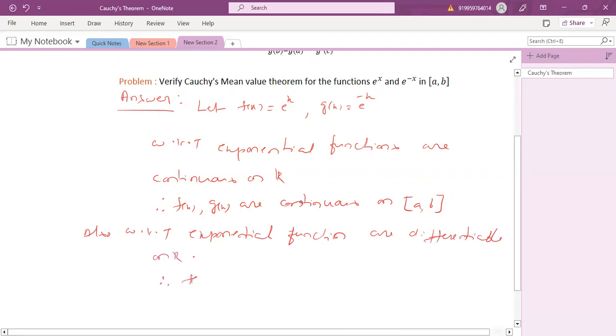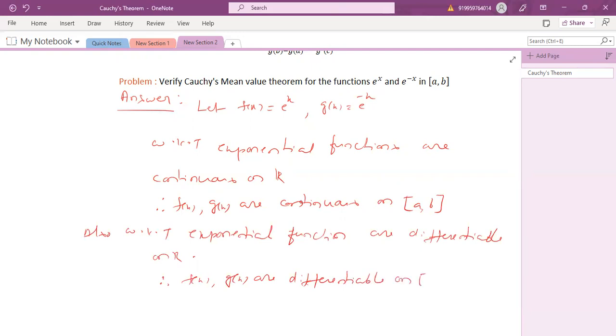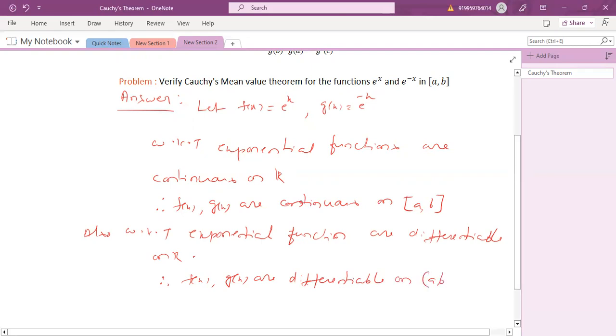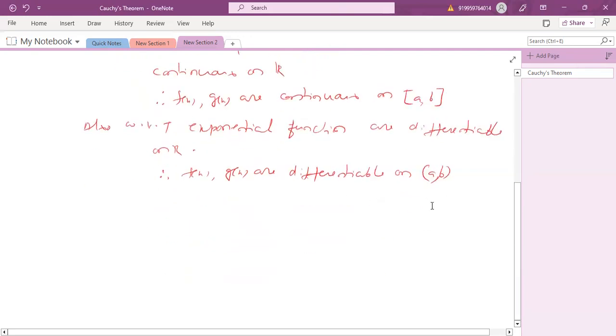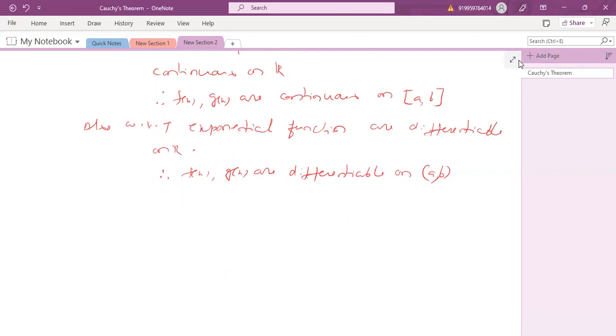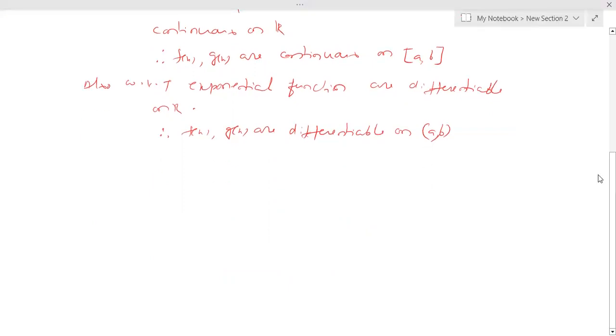Therefore, f of x and g of x are differentiable in the open interval, in the whole of R. The functions are differentiable, so in the subpart also, the functions are differentiable. Therefore, these two functions are differentiable in this subportion.